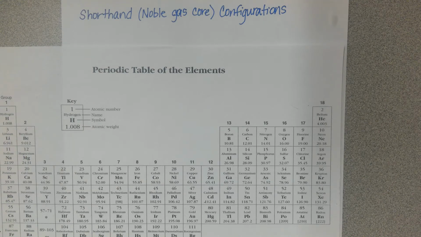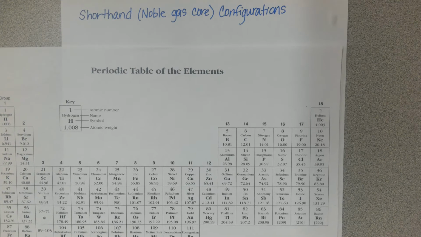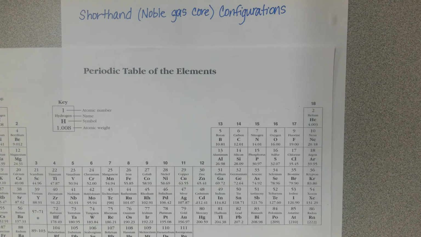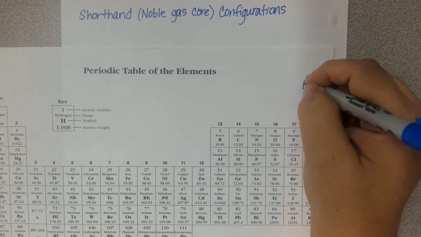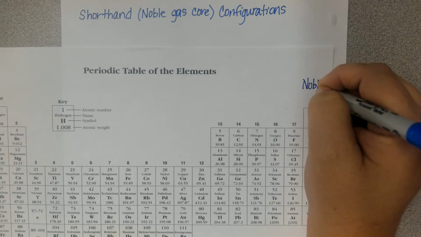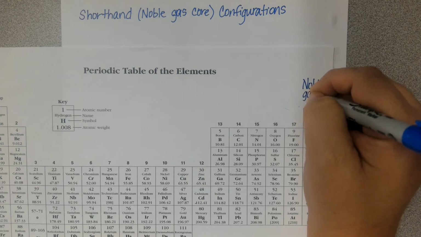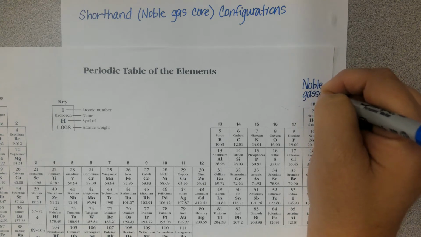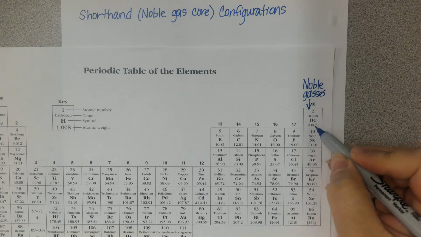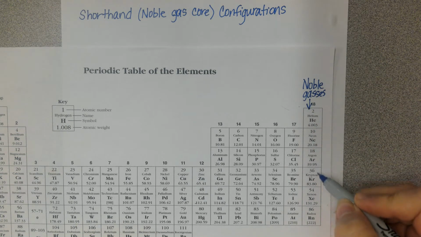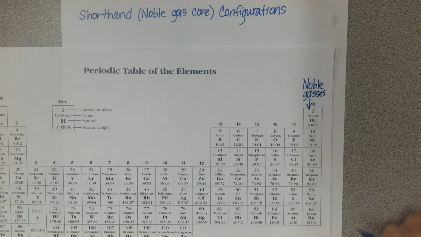Today we're going to learn how to do shorthand or noble gas core configurations. So the first thing that we need to know is that the noble gases are the elements that are in the last column of the periodic table. So that would be helium, neon, argon, krypton, xenon, and radon.